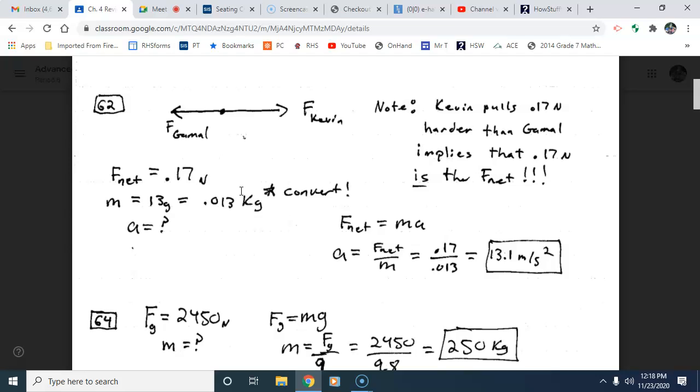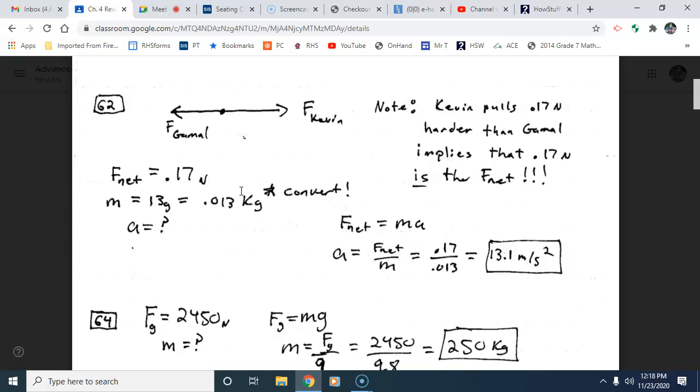Well, think about what it said, though. It's easy to read this too quickly and assume something different. It said if Kevin pulls on it with a force that is 0.17 greater than the other person, right? It doesn't say he's pulling with a force of 0.17 newtons, does it? That's probably the biggest mistake I see on this one, that somebody puts Kevin's force as 0.17 newtons. That is actually, 0.17 is actually the what force? It's not just Kevin's, it's not just Gamal's. What's that? It's the net, right?